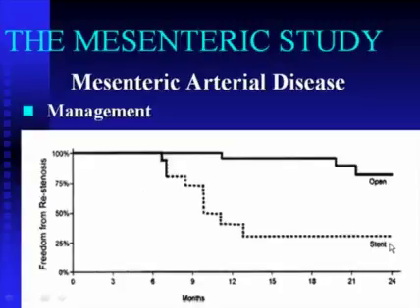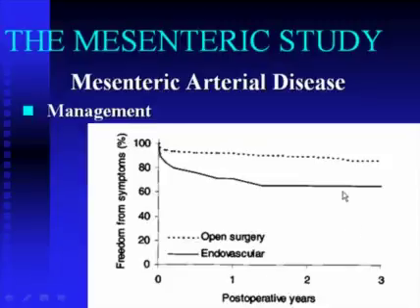This is a chart of freedom from restenosis. This shows freedom from recurrence of symptoms, and you can see even after just 2 years, less than 70% of patients are free of symptoms in the stented group. In the open surgical group, greater than 90% of these patients remain free of symptoms out to 5 to 10 years. So the durability of the surgical approach is much greater than that of the endovascular approach, and really the treatment needs to be individualized to the patient based on their age, relative medical comorbidities, heart disease, things of that nature.